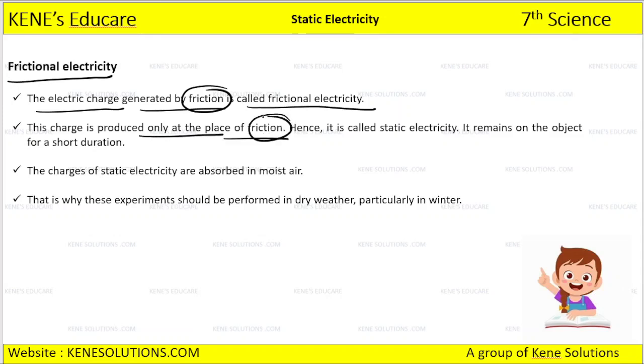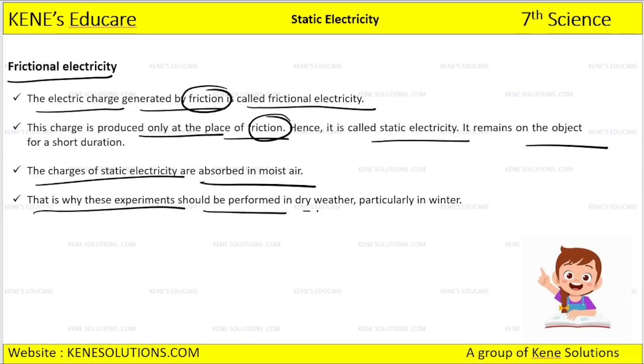जहाँ जहाँ friction होता है वहाँ वहाँ ये charge create होता है और उसको हम बोलते हैं static electricity. उसको नाम दिया है स्टैटिक इलेक्ट्रिसिटी. It remains on the object for a short duration, और वो friction की वजह से produce होती है, and the charges of static electricity are absorbed in the moisture, and this is why this experiment should be performed in dry weather and particularly in winter.